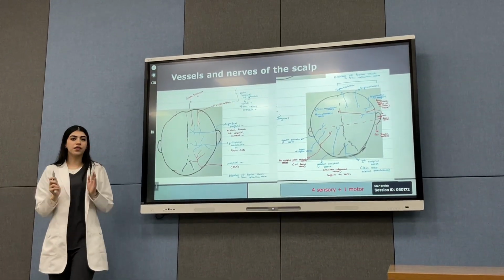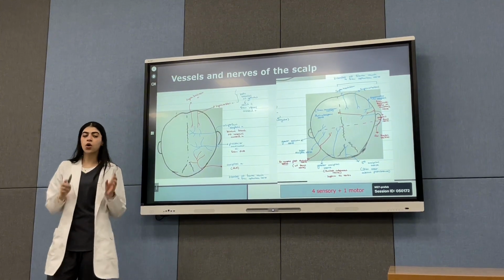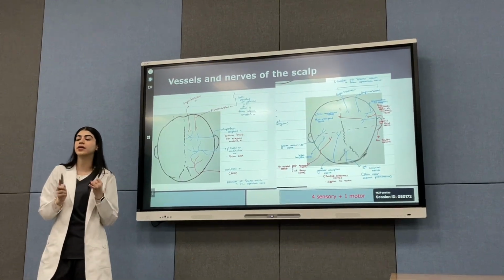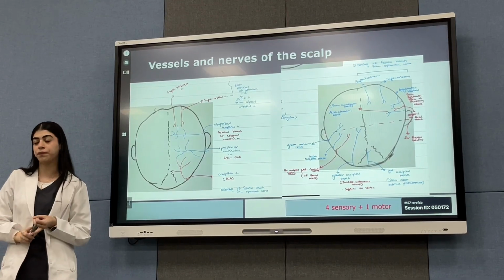There was a question that asked what is the blood supply to the scalp, what are the main arteries? It's going to be the internal carotid and the external carotid artery.